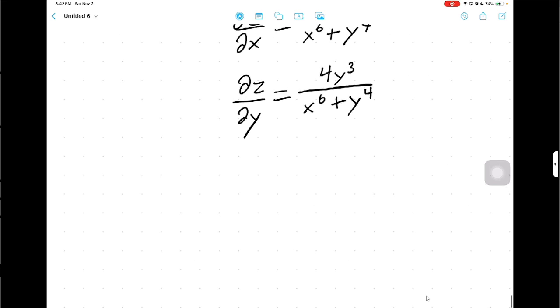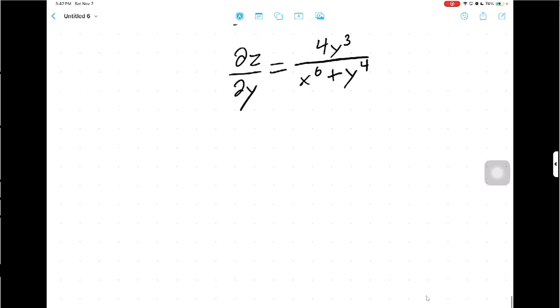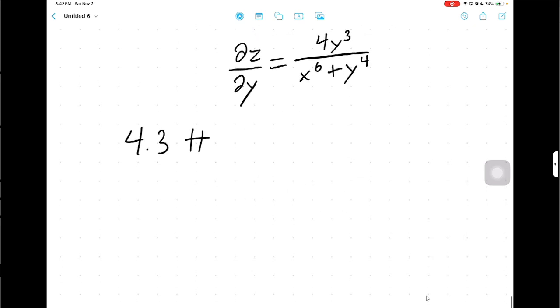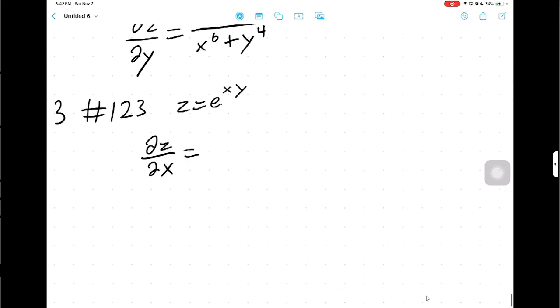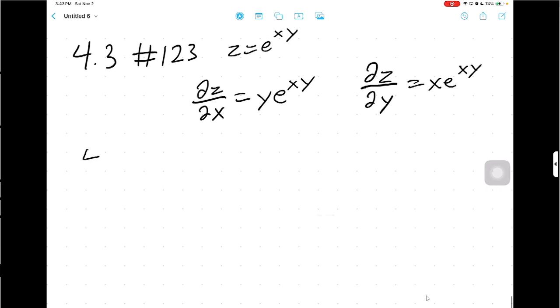All right, what's the next problem? 123. Here we're going to have z is equal to e to the xy, and it asks us to do the exact same thing. Here it's the same idea, the chain rule. We're going to have e to the xy times the derivative of the inside. With respect to x, that's going to be y. And with respect to y, we're going to have x. And that's mostly it. Actually, it is it. That is the entire problem.